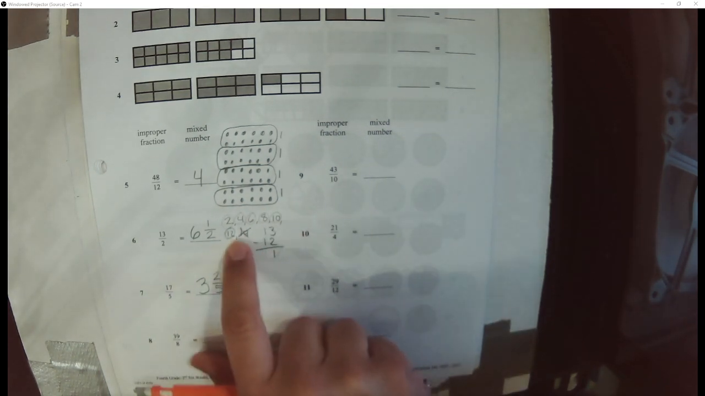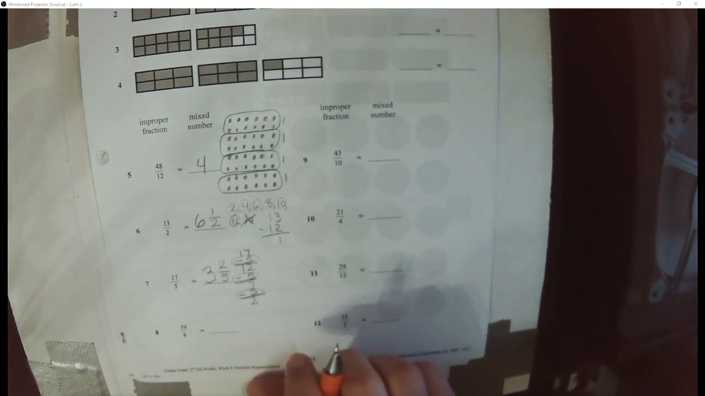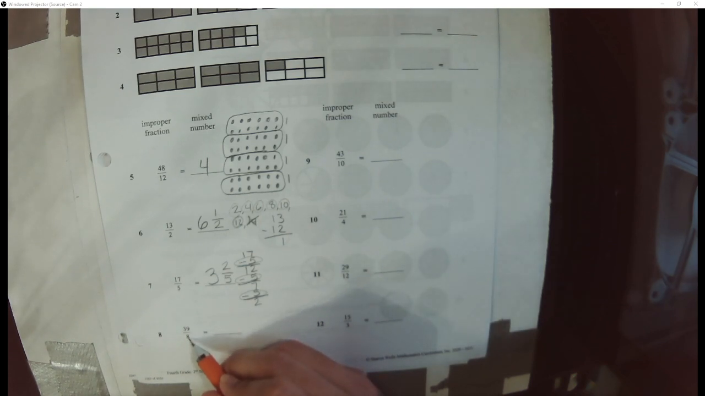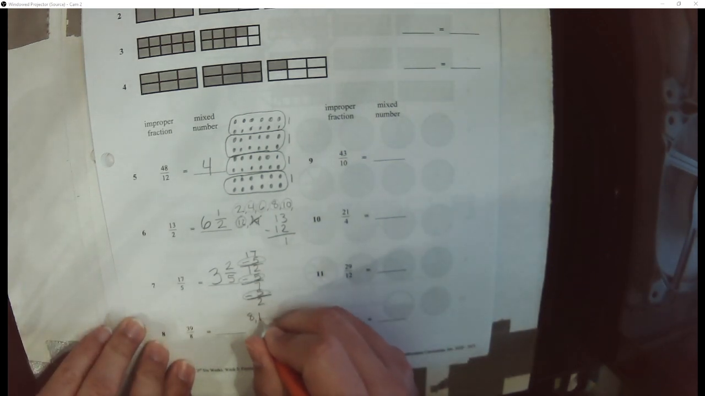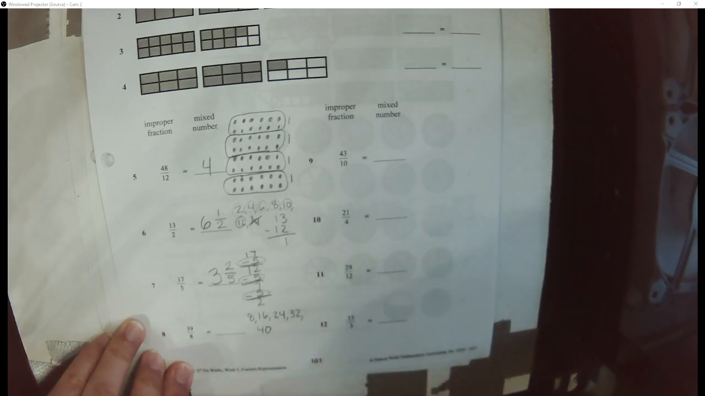We're going to practice some more, and I'm going to try the number song one again. We did the 8s just last week, so it should be pretty fresh in our mind. My improper fraction is 39 out of 8. So I'm going to start writing my 8s song, and I'm going to stop when I either get the number 39 or I go past it. 8, 16, 24, 32, 40. 40 is too much.